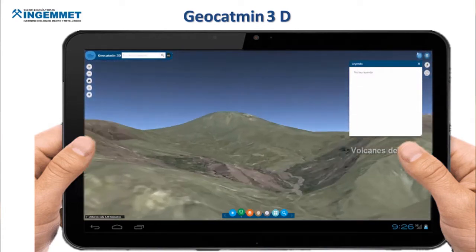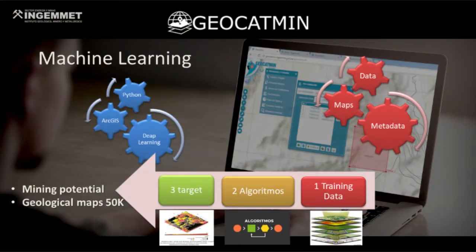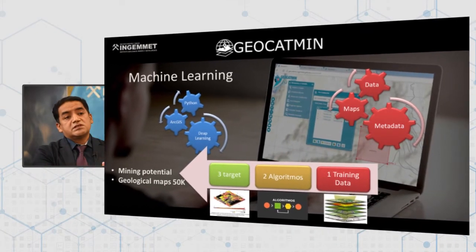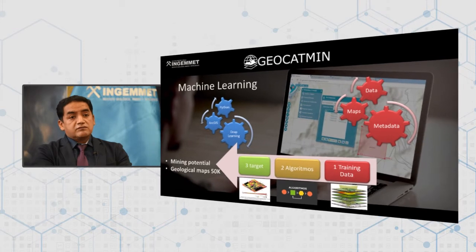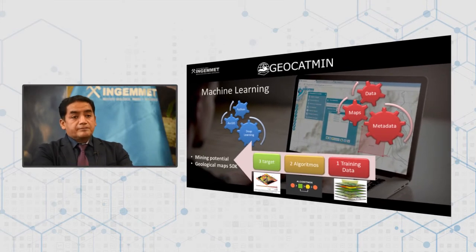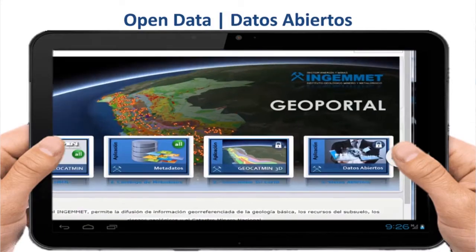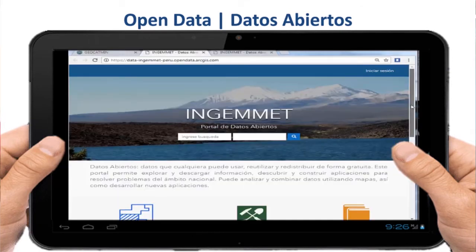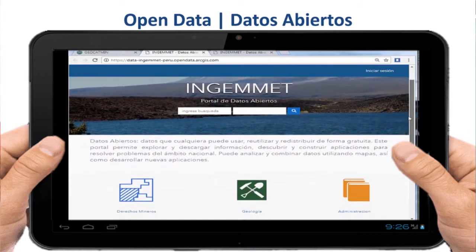We can also apply machine learning techniques because with the data already processed, we can apply algorithms. So, with this tool, we can train the data and identify already trained targets to be able to make predictions from mining and geological maps, for example, mining potential, and many techniques that can be identified by machine learning. The data is also openly distributed, so they can be reused in various platforms.